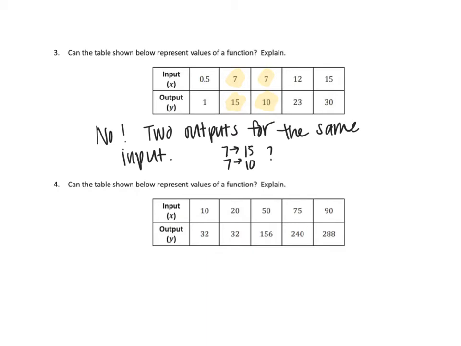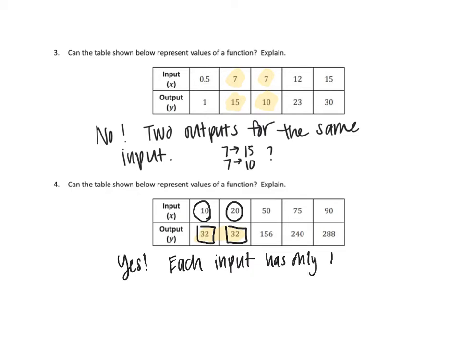Okay, number 4, this one. As you're looking at it, you should have noticed that there are 2 32s. However, this is still a function, and the reason is these inputs were different. Just because the outputs were the same, that doesn't matter. The inputs still had different outputs. Each input has only one output.